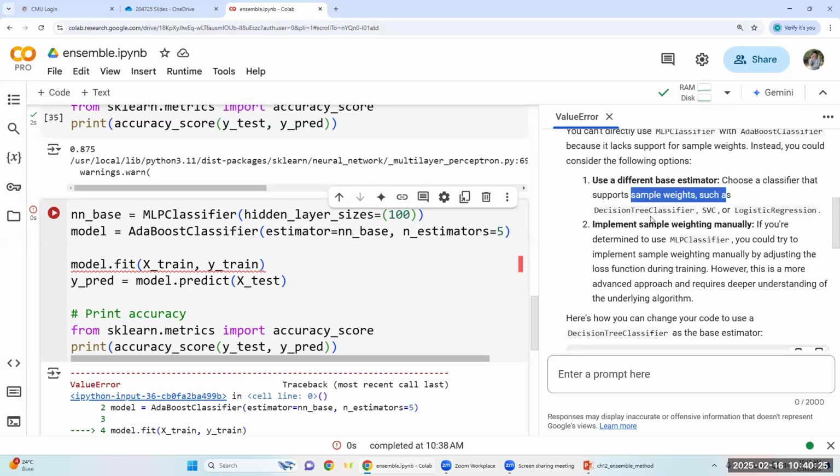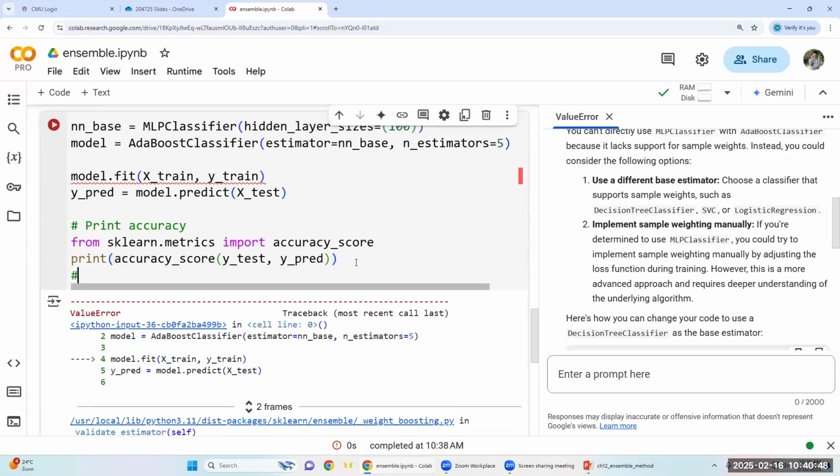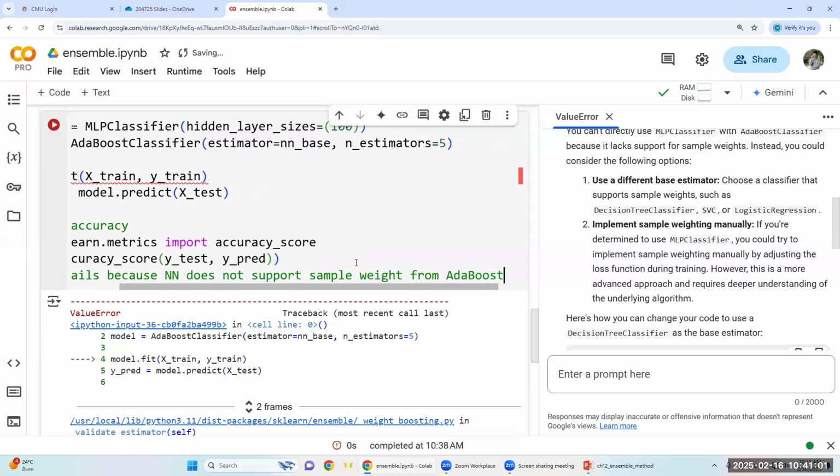We have only used decision tree, but we haven't used SVC or logistic regression. But generally for SVC and logistic regression, the algorithm is stable. It means that it may be very hard to get a diverse estimator, but we can try. Now we got, okay, so we will have this fail because it does not support sample weight from AdaBoost.